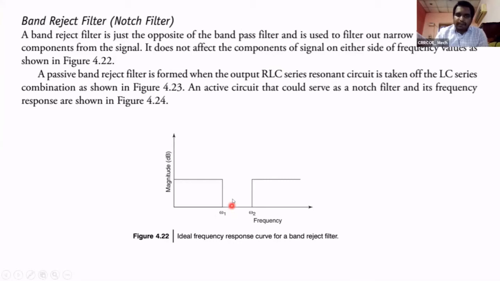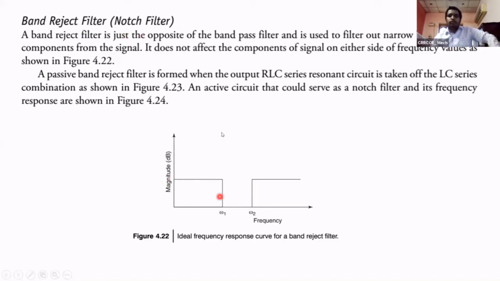In the previous filter, we are allowing the frequencies between omega 1 and omega 2. Here we are rejecting the frequency between omega 1 and omega 2. Means the filter allows the frequency below omega 1 and above omega 2, and the frequency between omega 1 and omega 2 is rejected. That's why it is called band reject filter. In the previous case, we accepted only the band between omega 1 and omega 2. Now we are rejecting that part. This filter is also called notch filter.